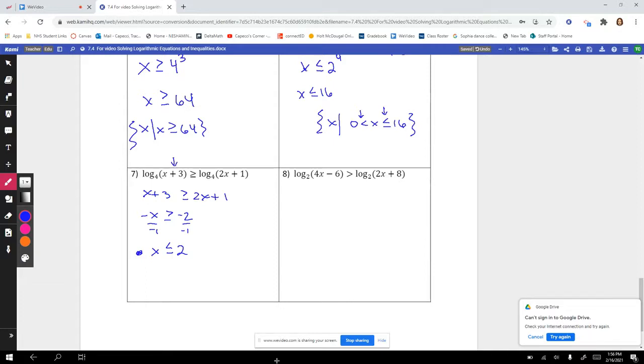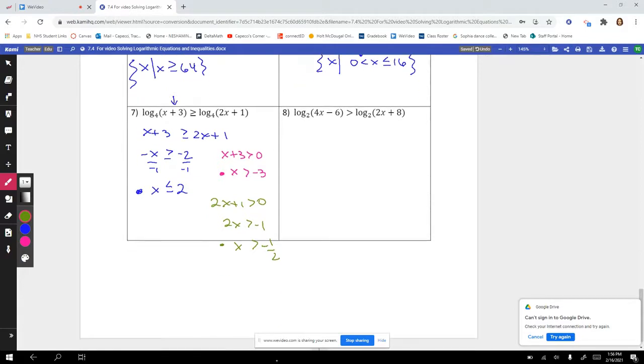Now let's go back to my original arguments. So I also have x plus 3. I know that has to be greater than 0. So x has to be greater than negative 3. That's the other thing that we need to worry about here. And let's look at another one. I have, again, 2x plus 1 also has to be greater than 0. So 2x is greater than negative 1. So x is greater than negative 1/2. So I have all these things I have to worry about.